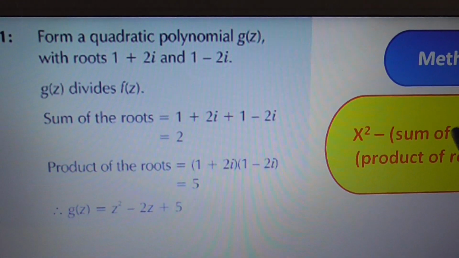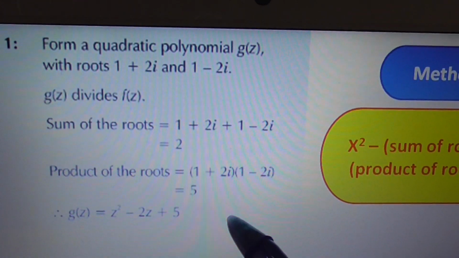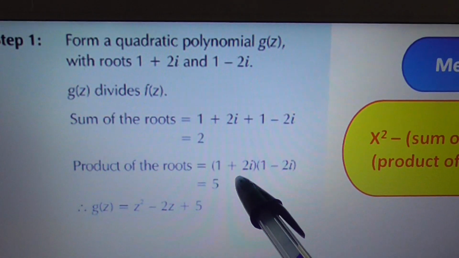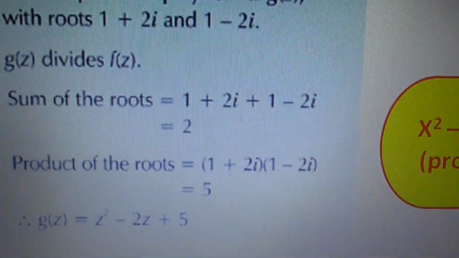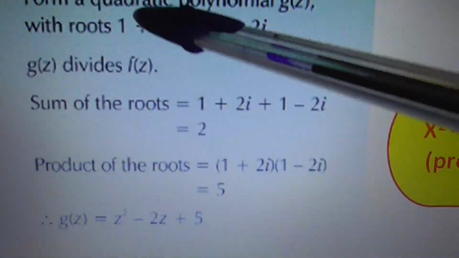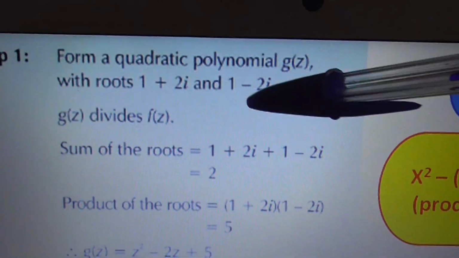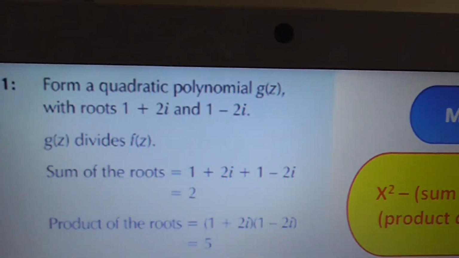So the sum of the roots, if you add those two roots together, you get out a 2. And then if you multiply the two roots together, split the brackets, you get a 5. So the quadratic ends up being z squared minus 2z plus 5. So that quadratic came from the two complex roots. That means if those were two roots and we got their factors, this quadratic is also a factor of the cubic. And we would do long division.